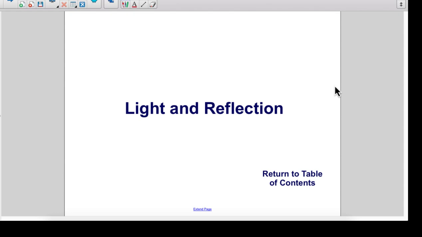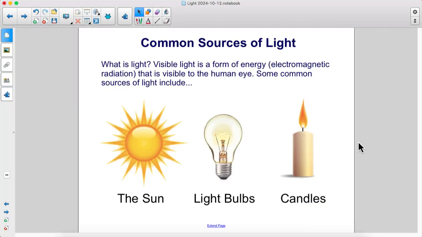Light and reflection. What is light? Visible light is a form of energy, also known as electromagnetic radiation, that is visible to the human eye. Some common sources of light include the sun, light bulbs, and candles.